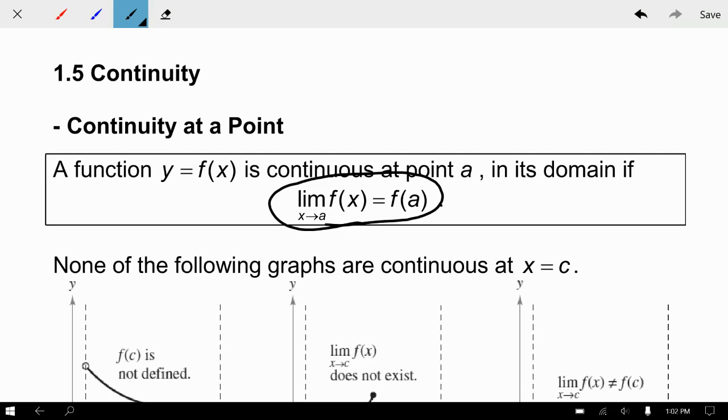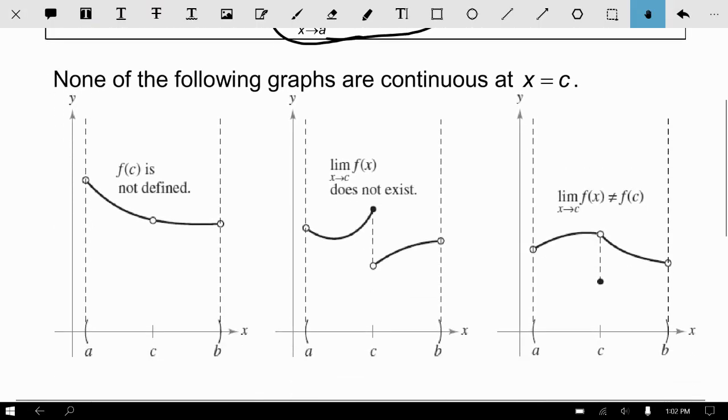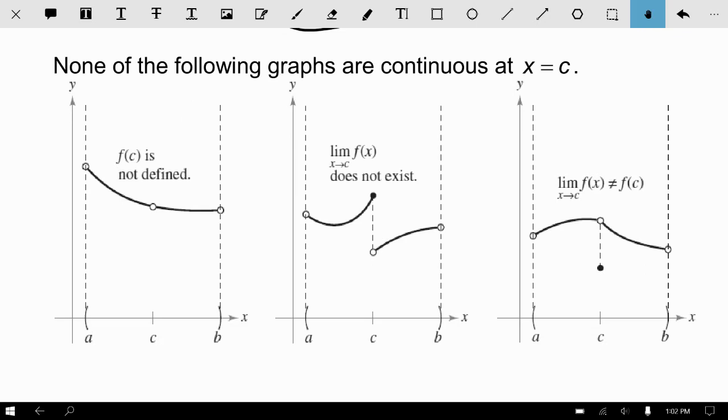Most of the time with a graph, you can just look at it and you can know that it's continuous. But we do have special cases that show up. So these 3 graphs that are side by side here, we're looking at 3 different scenarios. And what we're trying to do is figure out, are we continuous at the point c?